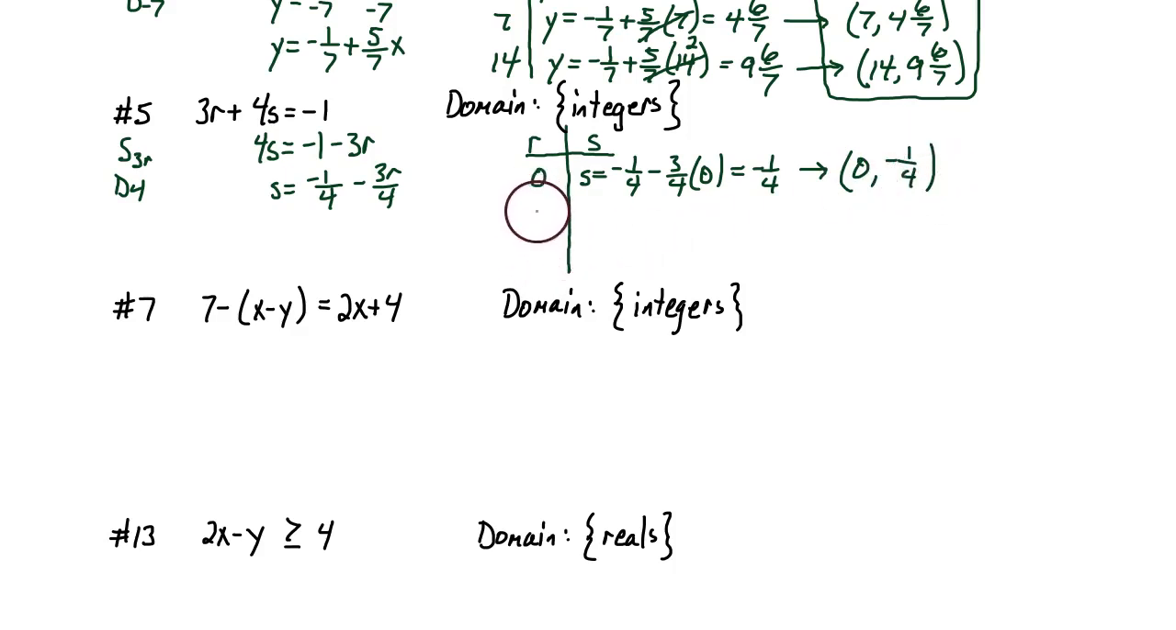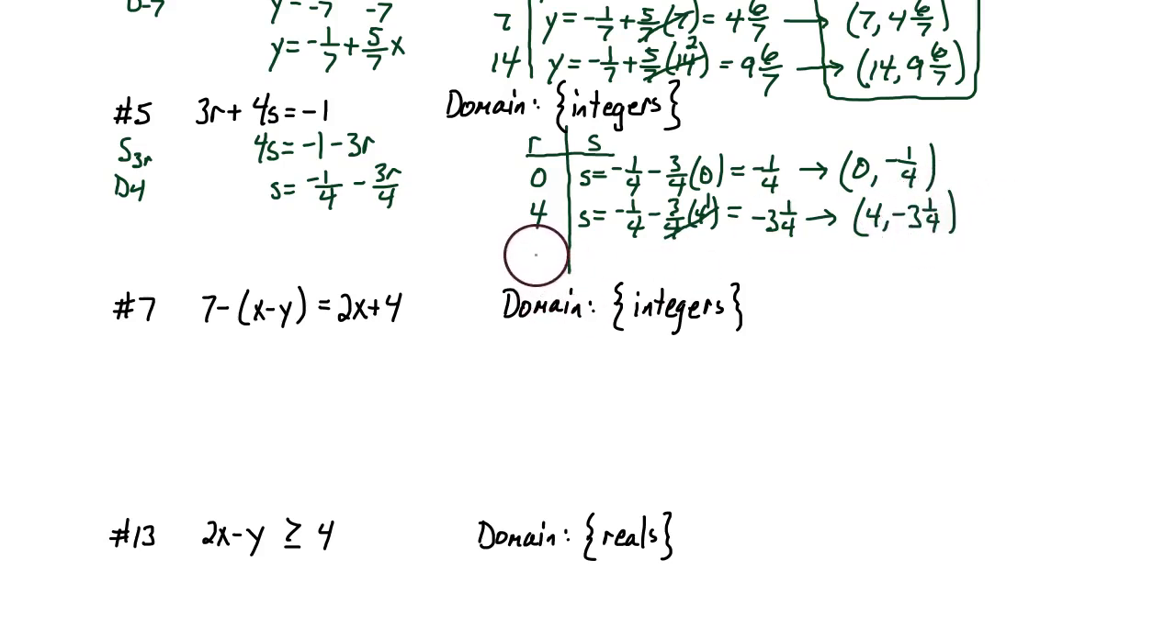Let's choose another integer for r. We could use 1, we could use 2 or 3. I'm going to choose 4. s equals negative 1/4 minus 3/4 times 4. Now you can see why I chose 4. So that would cross out, leaving a 1. Negative 1/4 subtract 3 makes negative 3 1/4. The ordered pair is 4, negative 3 1/4.